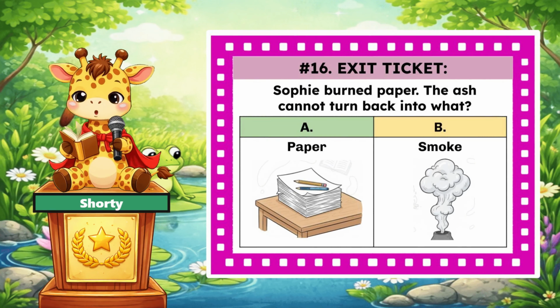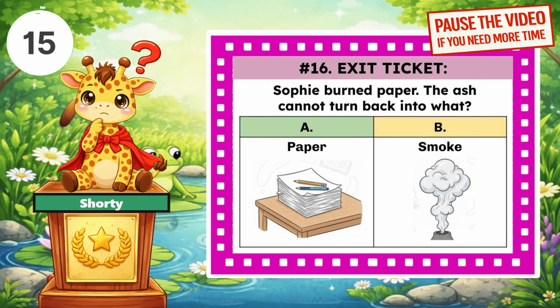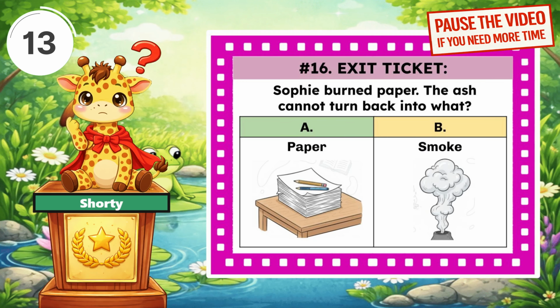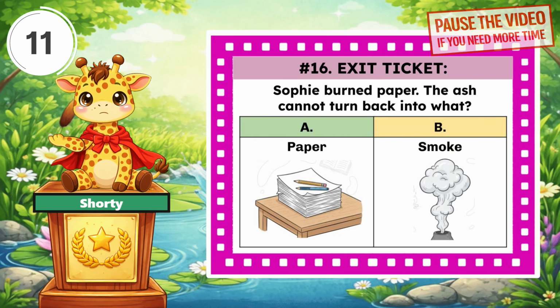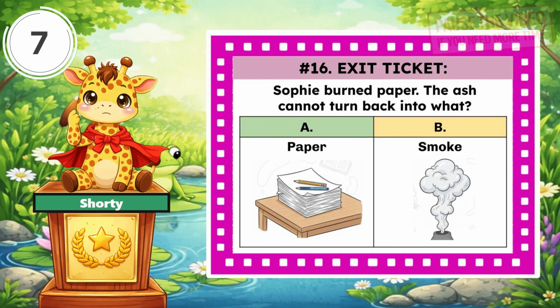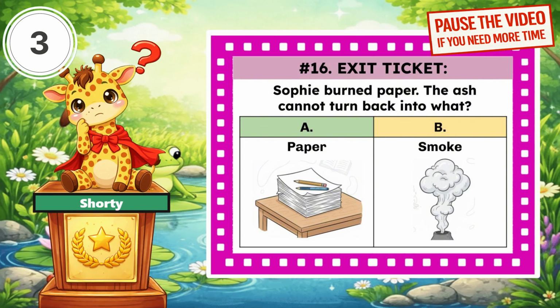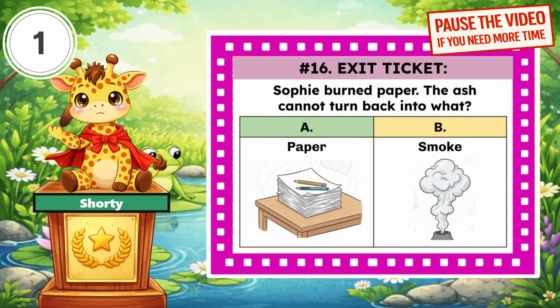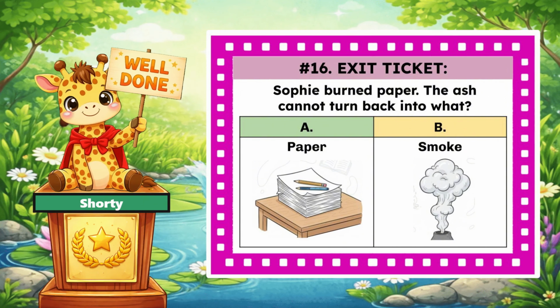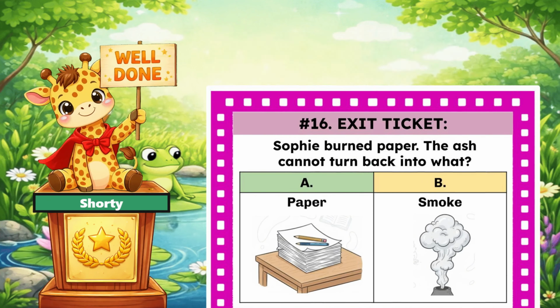Sophie burned paper. The ash cannot turn back into what? And the correct answer is letter A, paper.